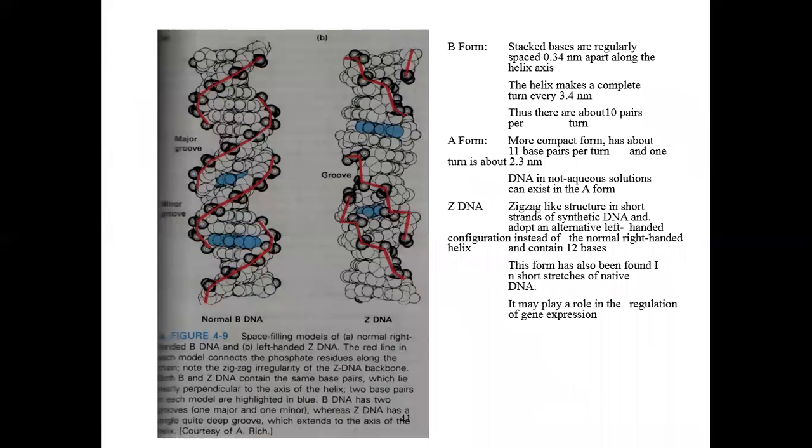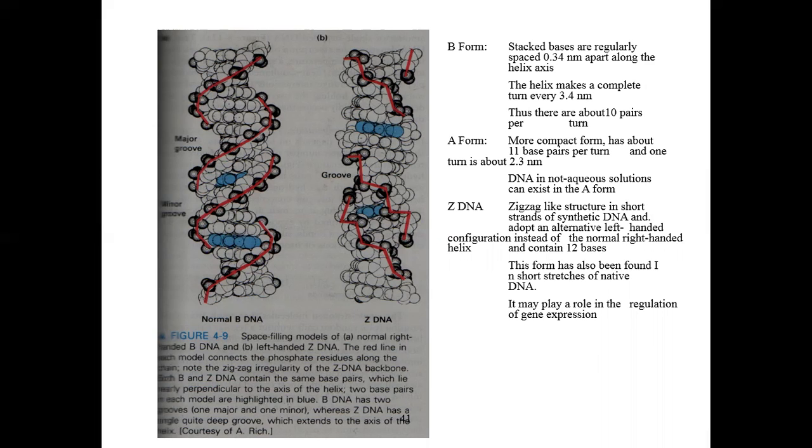There are three major forms of the DNA: B, A, and the Z form. In the B form, the helix has a more compact, somewhat relaxed structure. It contains a 3.4 distance between the two bases and 10 bases in a single turn. So the total distance of a single turn is about 3.4 nanometers.